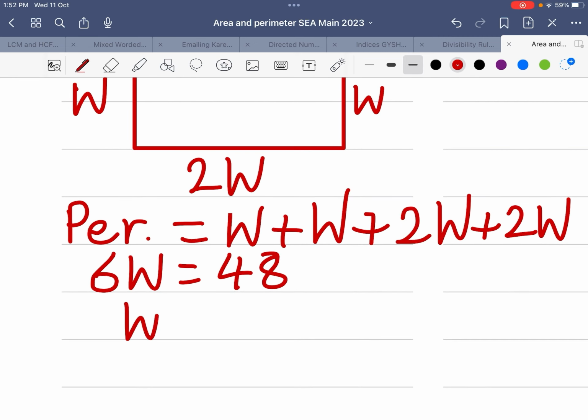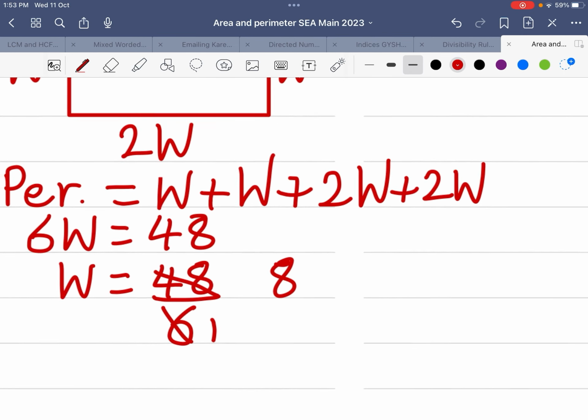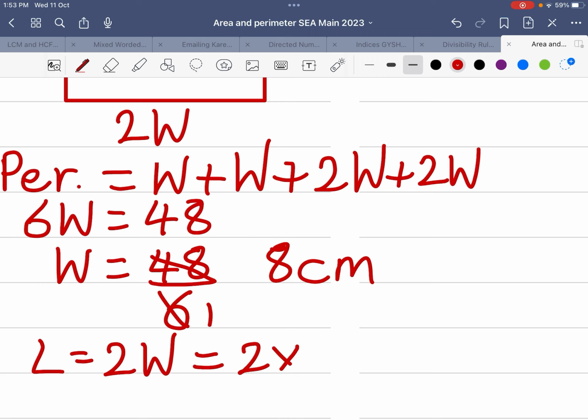So 1W will be equal to 48 divided by 6. 6 into 6 is 1, and 6 into 48 is 8. So the width is 8 centimeters. The width is half of the length, or in other words, the length is equal to twice the width, which is equal to 2 times 8, which is 16.